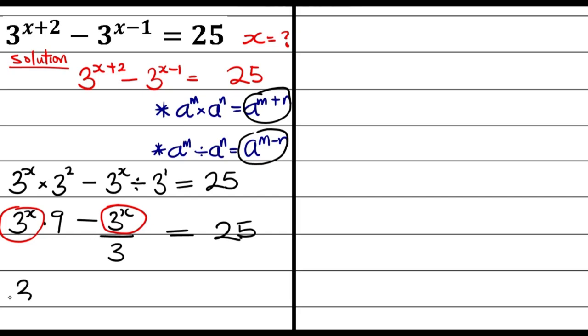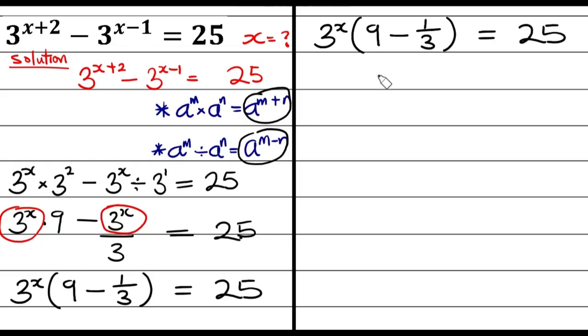If we do, we have 3 raised to the power of x, times the bracket 9 minus 1 over 3, and that equals 25. Dealing with what is inside the parentheses, we need the LCM of 3 and 1, because 1 over 3 is a fraction, so we're going to make 9 appear as a fraction also by saying 9 divided by 1. So the LCM of 3 and 1 is 3. Therefore, 3 multiplied by this 9 is going to be 27.